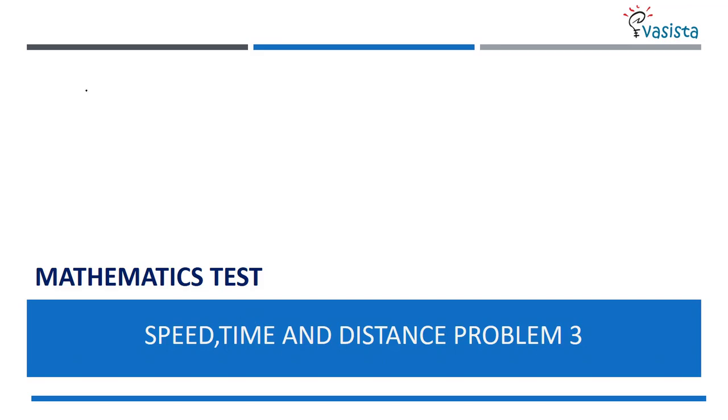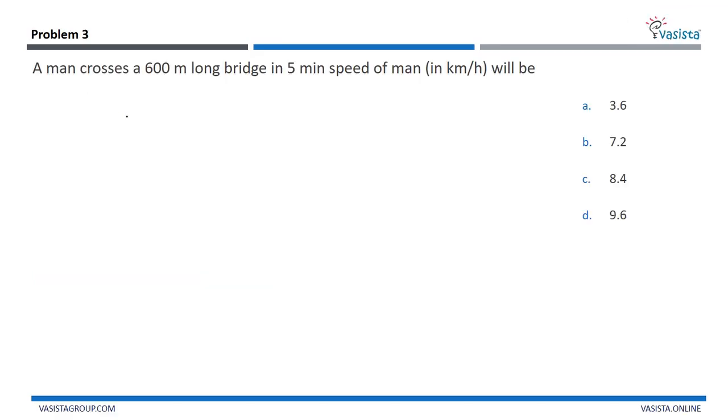Let me go with the third problem here. A man crosses a 600-meter long bridge in 5 minutes. The speed of the man in kilometer per hour will be... first of all we are supposed to find the speed, and then we need to convert it into kilometer per hour. Correct. So let us check what they have given here.